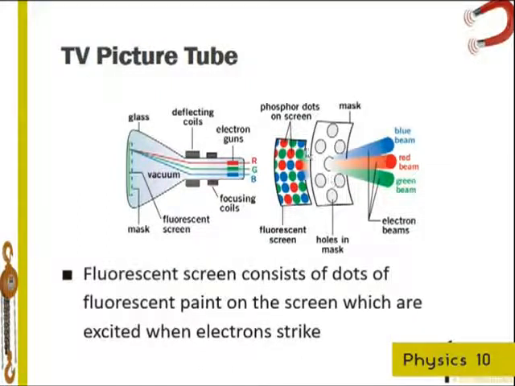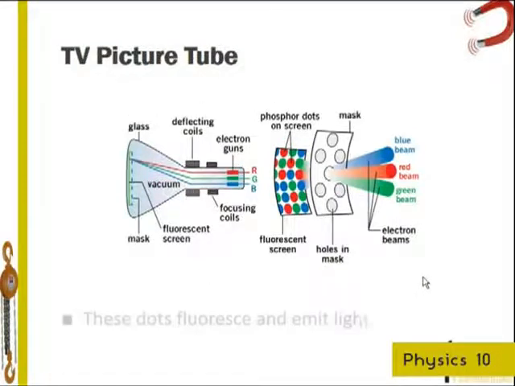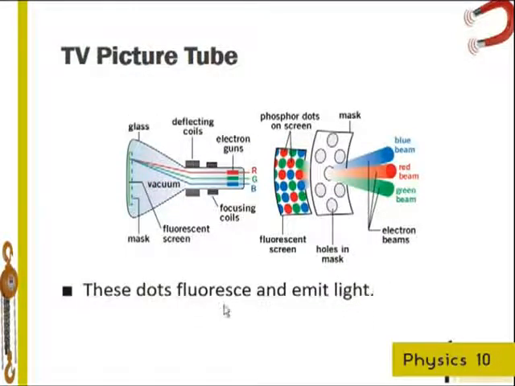The fluorescent screen consists of dots, and these dots are made of what we call fluorescent paint. So when the beams strike the screen, these particular dots get excited when the electrons strike the screen. When the electron strikes the screen, light is emitted by the dots on the screen.